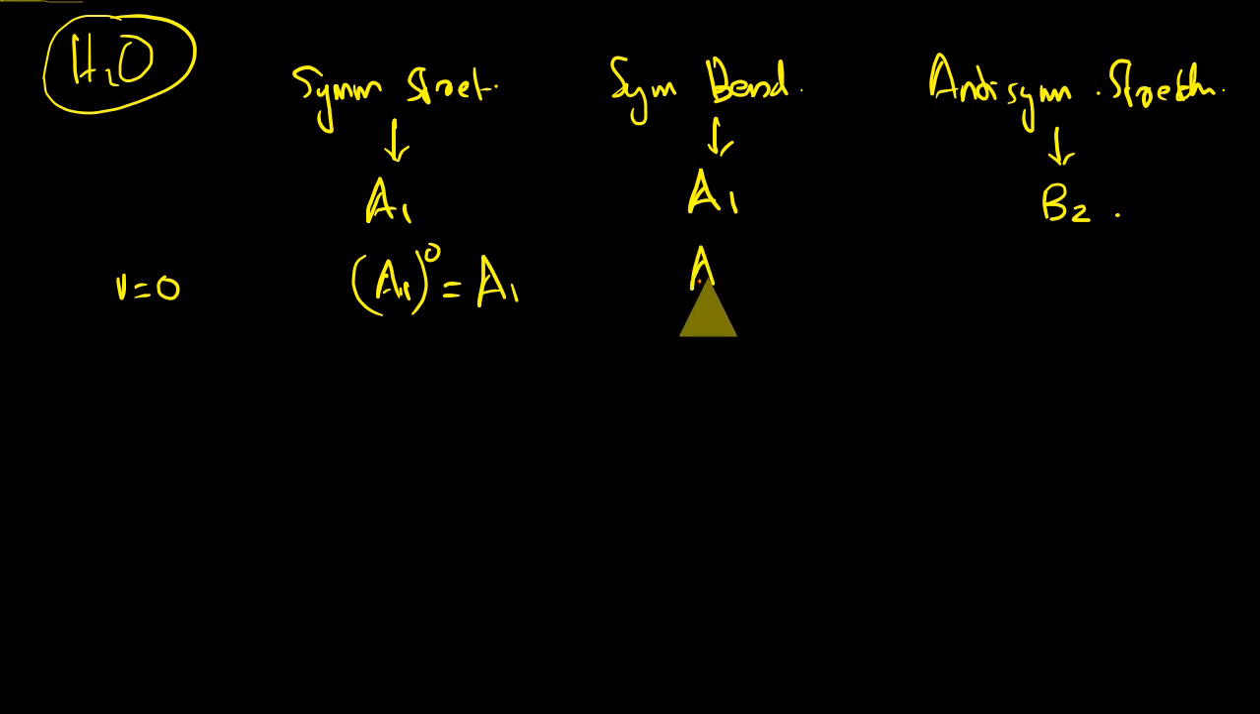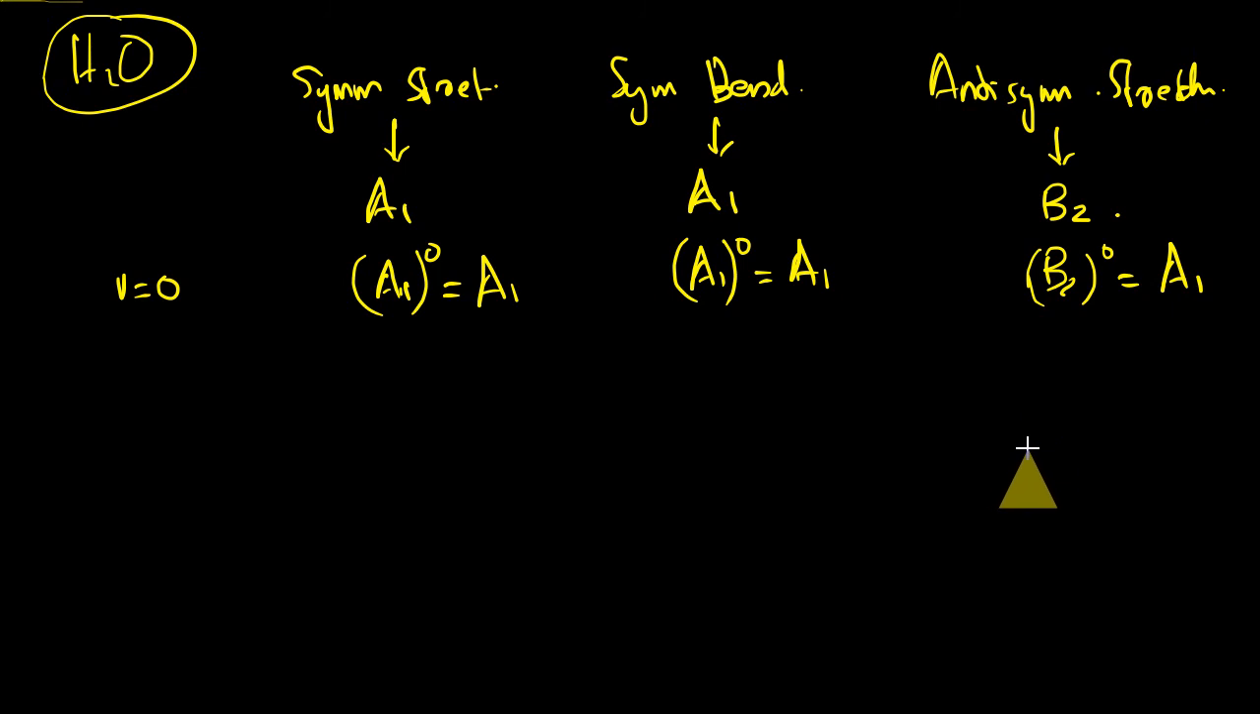And here also I have to take A1 raised to 0 because this normal mode is in the V is equal to 0 vibration level. So this is also equal to A1. And in the anti-symmetric stretching mode, the normal mode corresponds to B2. When the molecule is executing the anti-symmetric stretching at the ground vibrational level, the symmetry corresponding to that is B2 raised to 0. That is equal to A1. B2 raised to 0 is also A1.